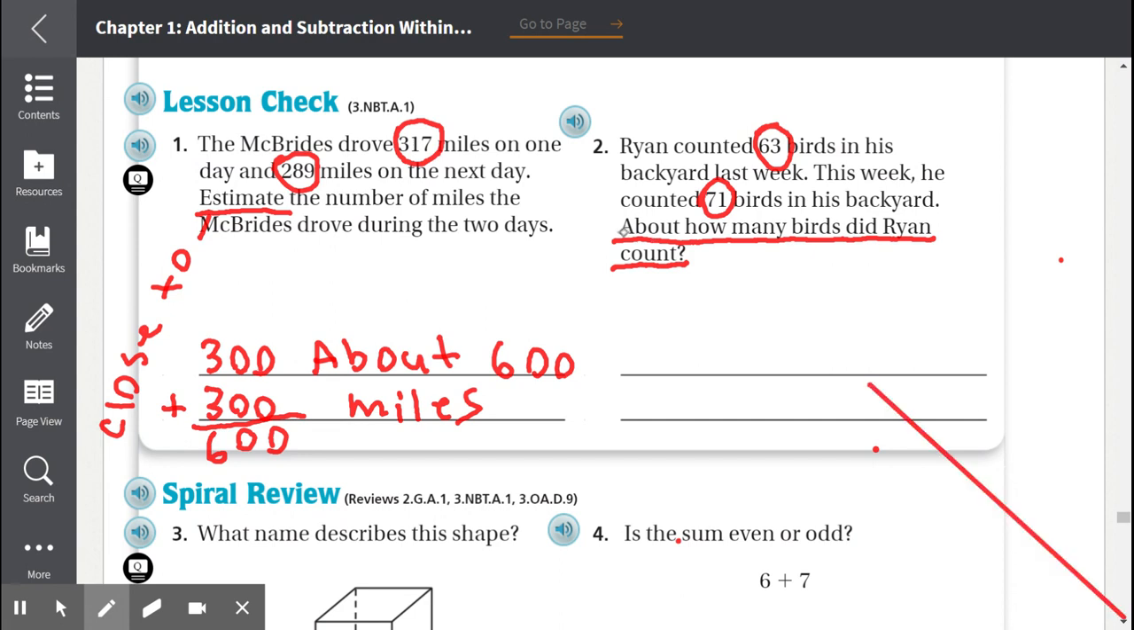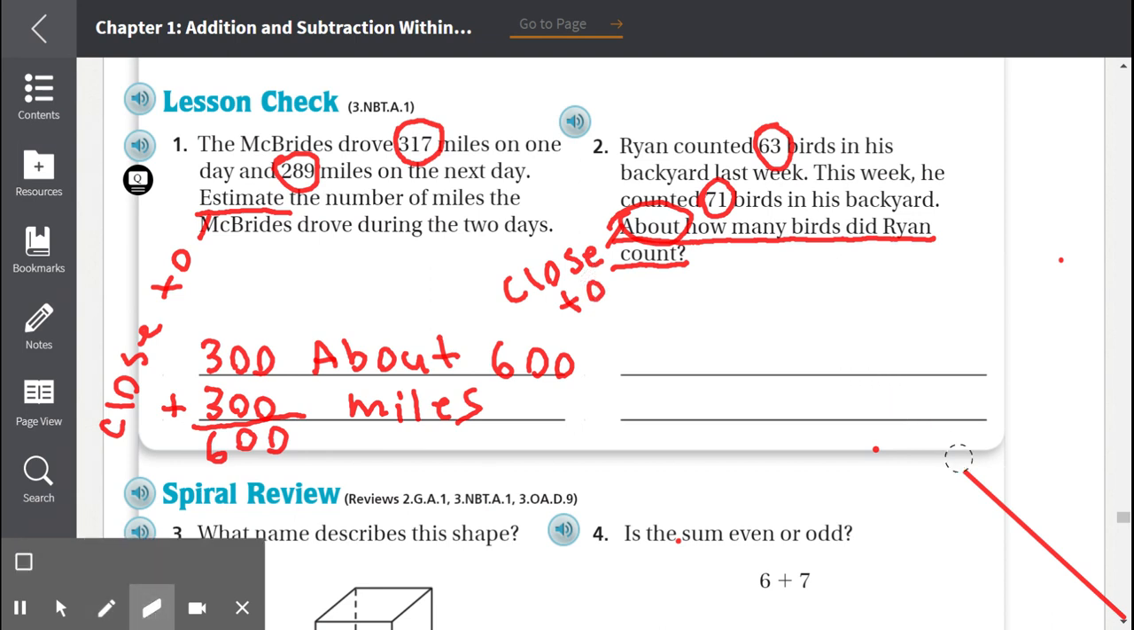Now we already know that the word about means to estimate, which means close to. So that means we're not looking for an exact answer, just something close to the answer. So let's begin by using our two numbers. We have 63 birds that we're going to round. Since these numbers are just two digits, 63 and 71, let's round to the nearest tens.